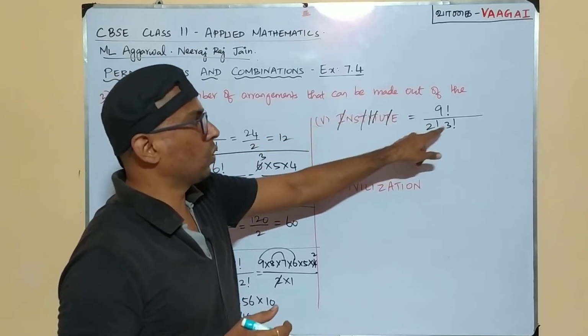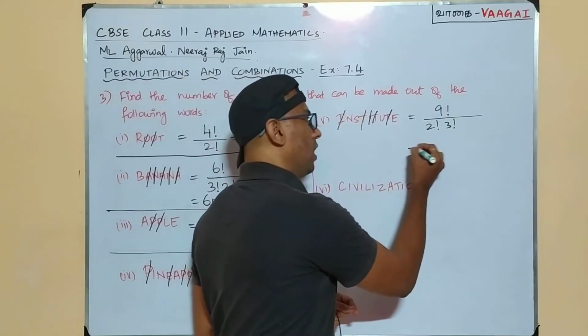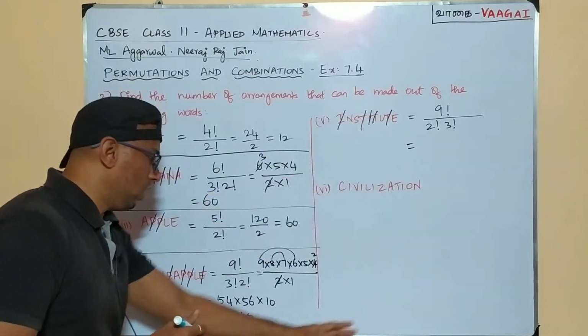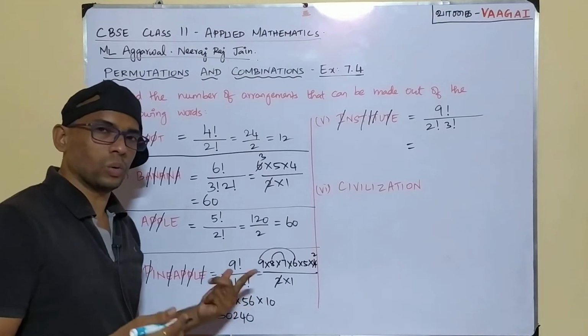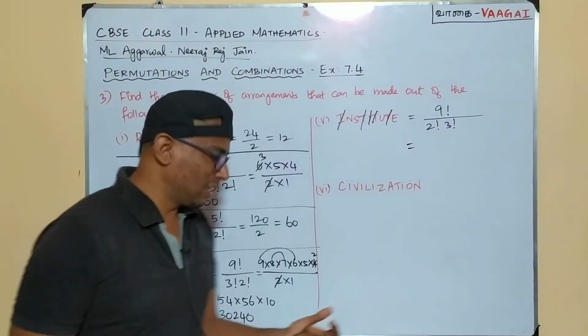9 factorial by 2 factorial into 3 factorial. This is going to be the answer. And I think it is the same expression we got for the previous question, 9 factorial by 3 factorial into 2 factorial. They both are the same, right? That means the answer is also going to be the same.